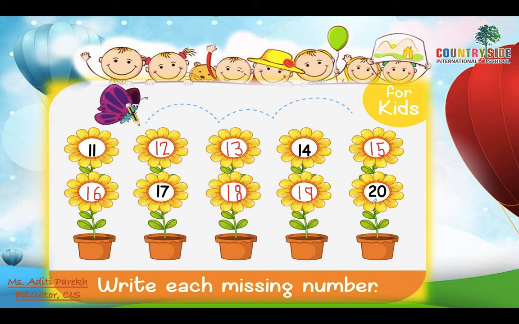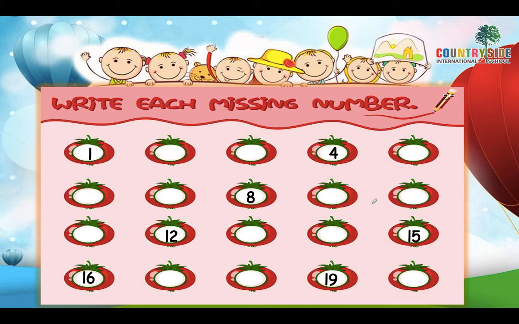Now children, we have done number fill-ups from number 1 to 10 and number 11 to 20. Now we'll do the fill-ups from number 1 to 20. Here you can see we have number 1. So what will come after 1? 2. So we'll write here 2. Children, you can take your pen, paper, pencil, and you can also write with me. Now 1, 2, 3. So write here 3. Children, when you are thorough with the sequence of these numbers, you will easily be able to write these numbers in fill-ups.